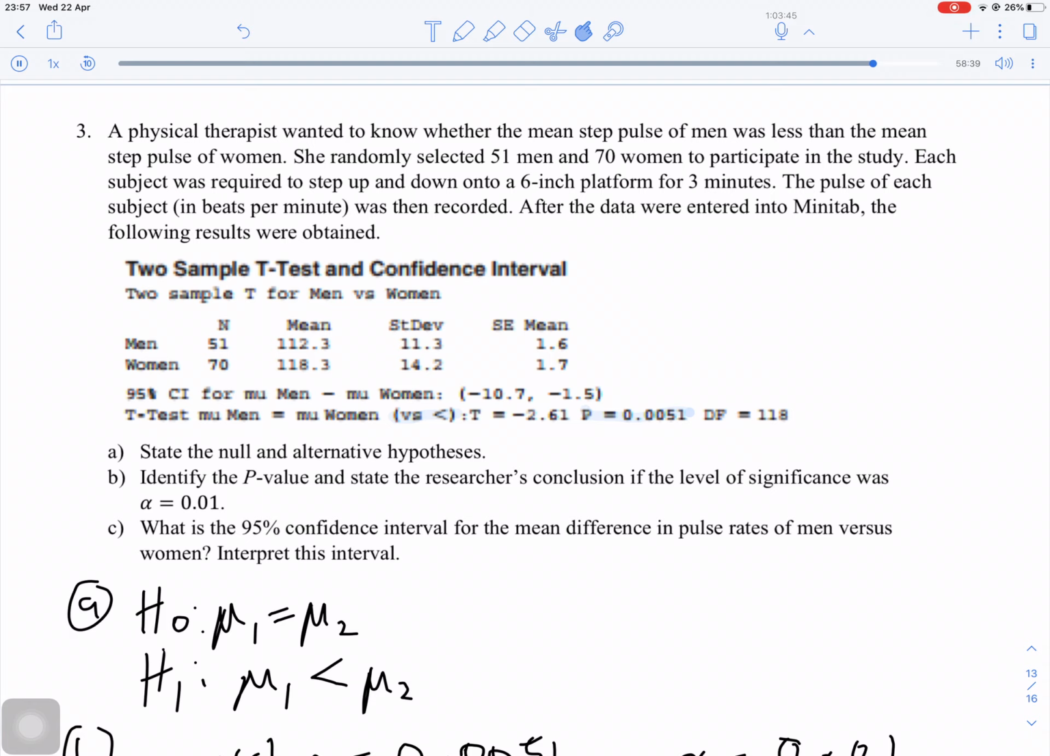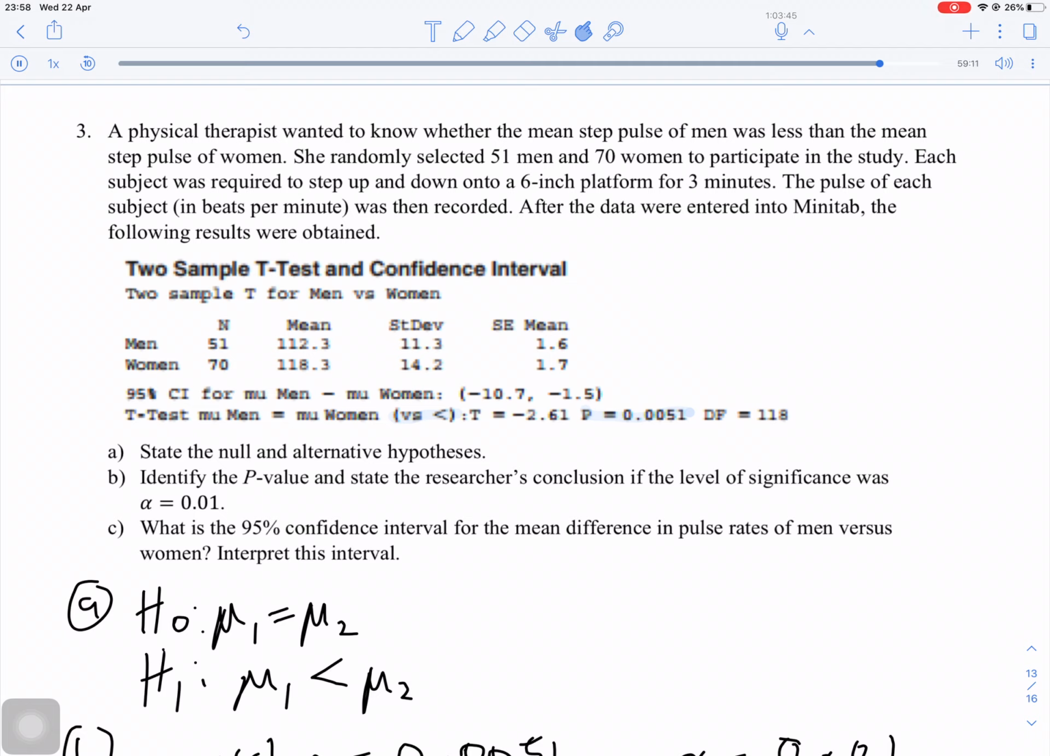So you realize already from this sentence, we have independent samples. Now, each subject was required to step up and down onto a 6-inch platform for 3 minutes. The pulse of each subject in beats per minute was then recorded. After the data were entered in Minitab, the following results were obtained. Alright. So we have this data, with this outcome.